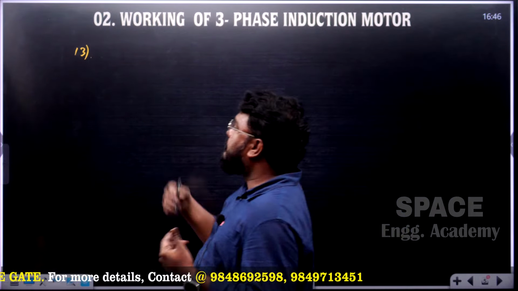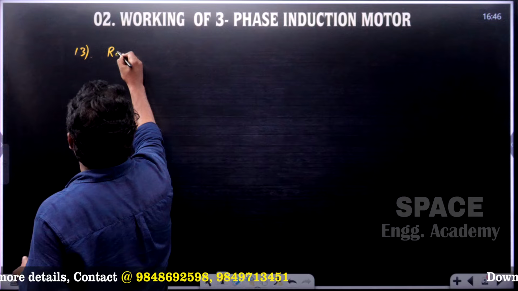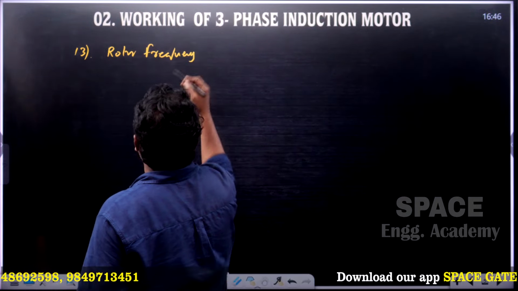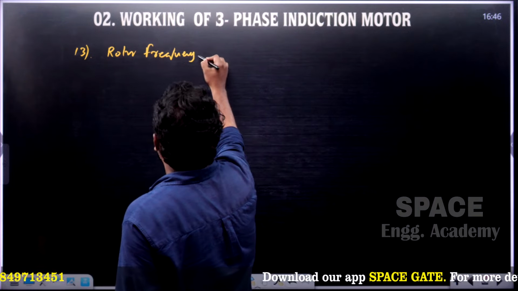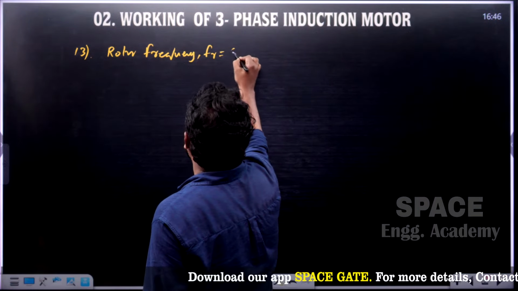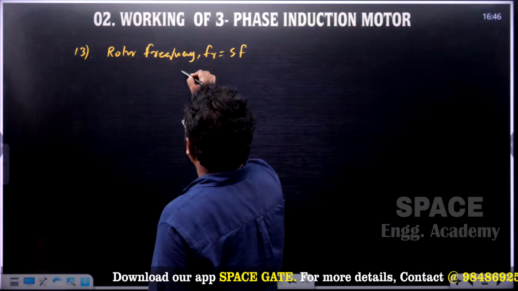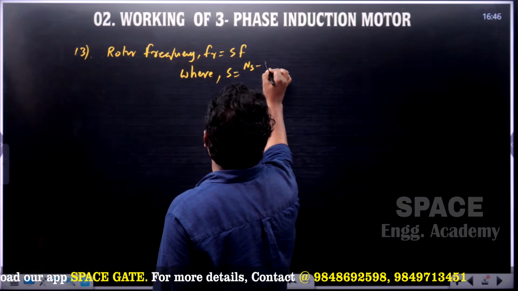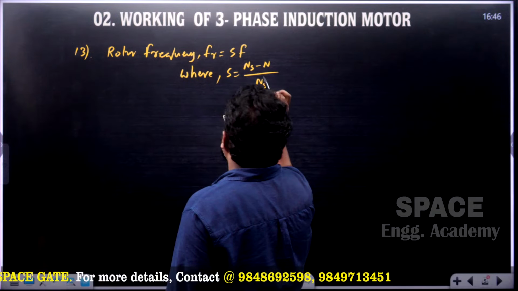Before that, one more question is asked on rotor frequency: how to calculate the rotor frequency. Rotor frequency Fr is equal to the slip times the supply frequency, where S is equal to (ns minus n) divided by ns.